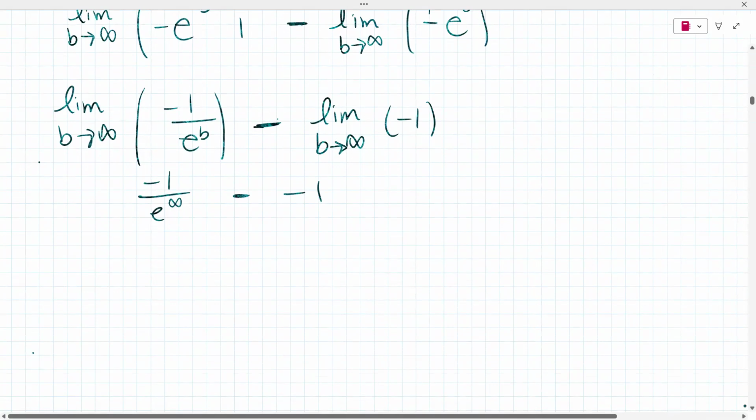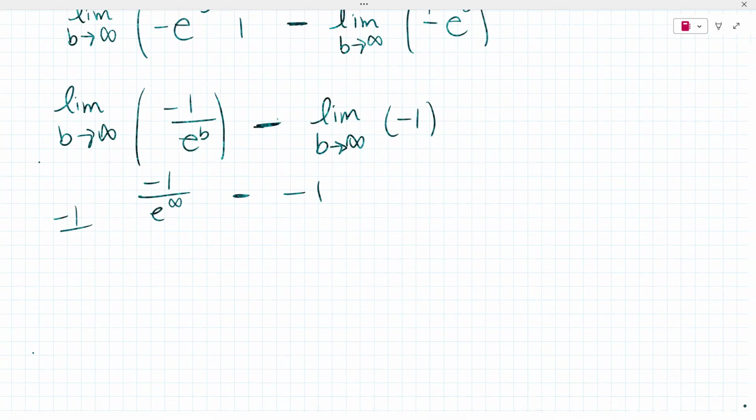Okay, so what is negative 1 over e to infinity? That is basically negative 1 over a very large number. 1 over infinity is 0. And then over here you have two negatives becoming a positive. So 0 plus 1 is 1. And it converges, yeah, it converges because it's a real number.